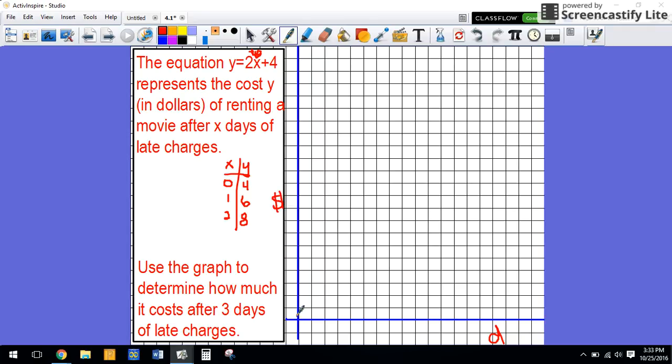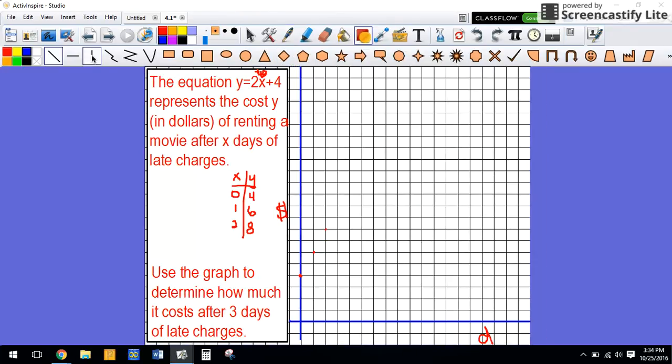So when I rented a movie for 0 days, it still costs me $4. It's like a membership fee. 1 day would cost me $6, and 2 days would cost me $8. So this time, since it's a word problem and they're going to ask me to interpret something here, I'm going to get out my line again. And I'm going to make my line as straight as possible going through my points. And then add my arrow to the end.